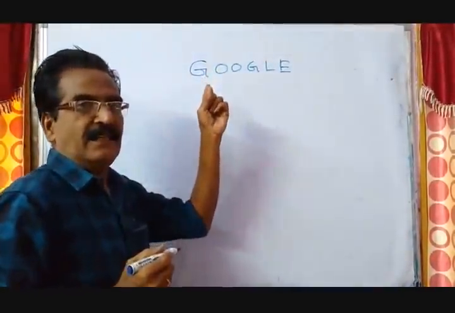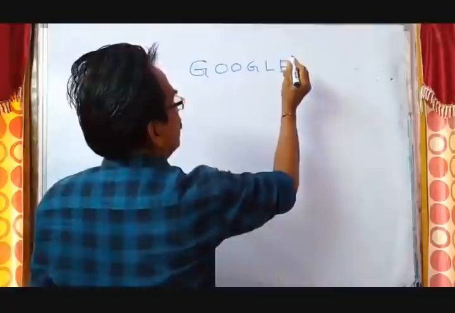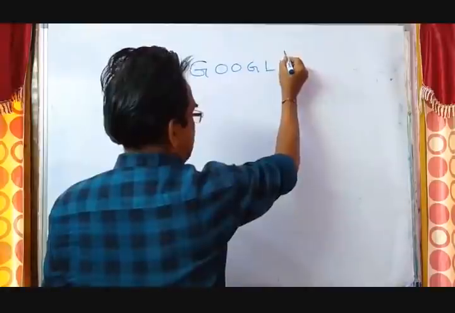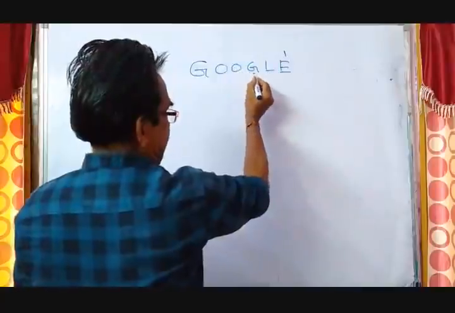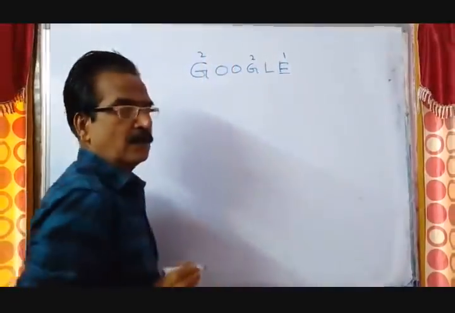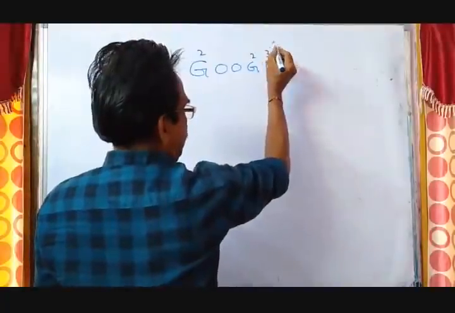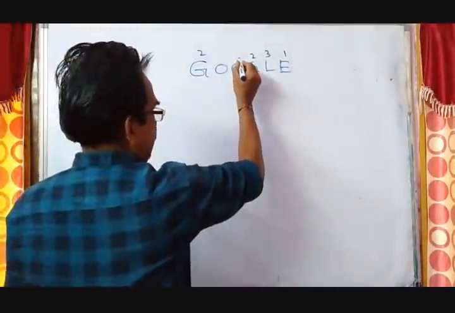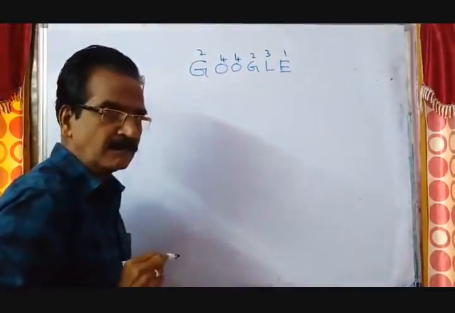Friends, first we have to assign numbers in alphabetical order. E is the smallest, so that is 1. The next higher letter is G, so G is given 2. The next higher letter L is given 3. The next higher letter O is given 4.